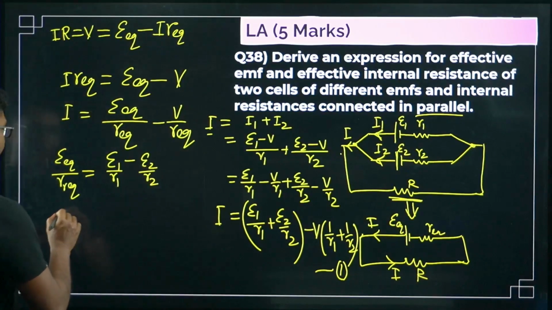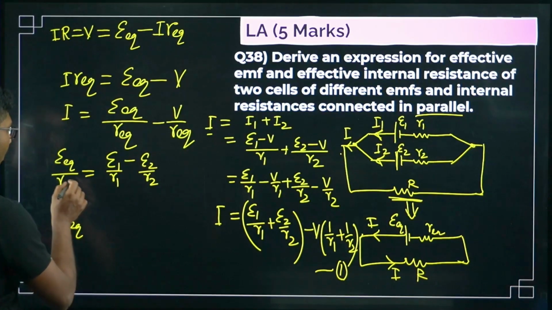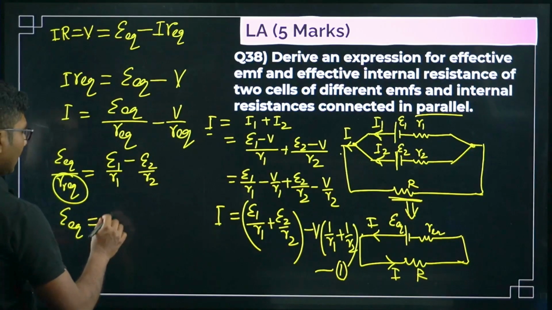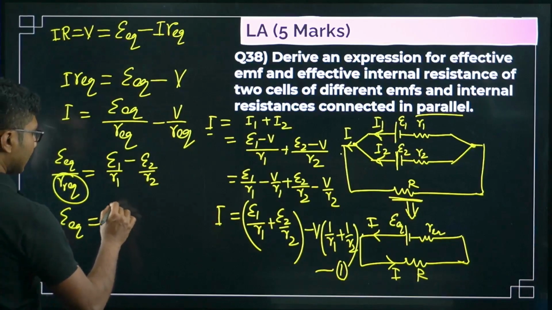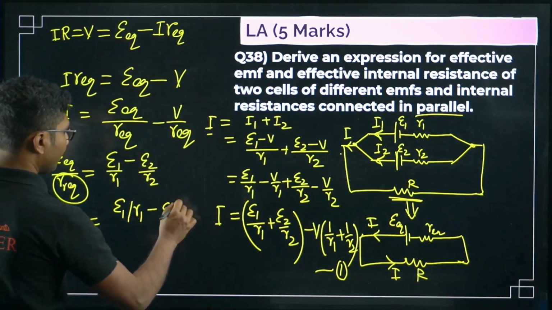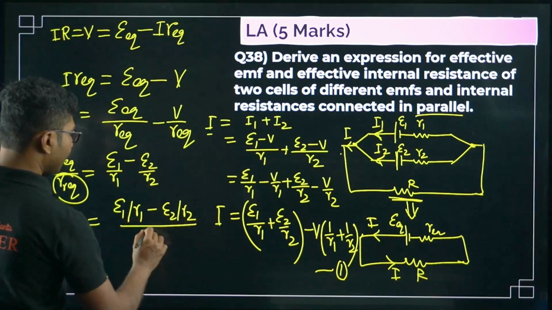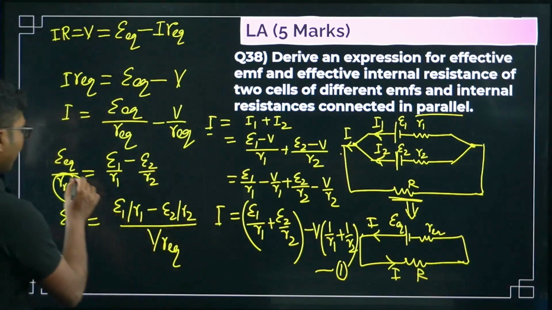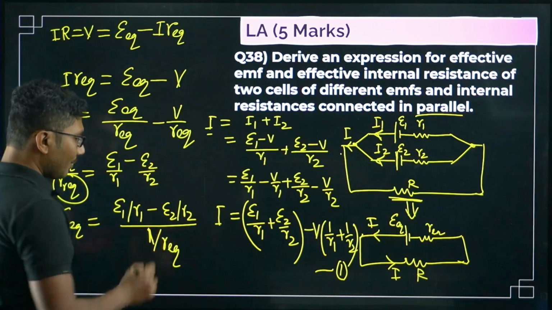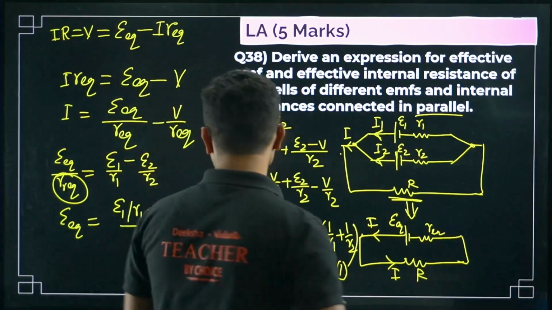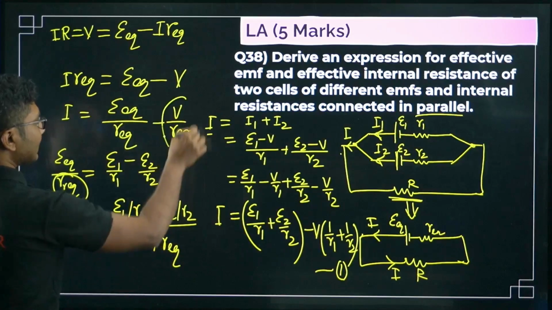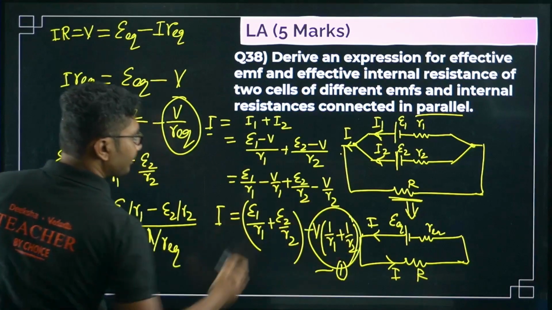Okay, epsilon EQ is basically, now we do not know the value of REQ. So what we will do, we will do it like this: epsilon 1 minus R1 epsilon 2 by R2 divided by 1 by REQ. Instead of multiplying it by REQ on the top, we have divided it with a 1 by REQ symbol. Why so? You will realize once we start comparing the second value, that is this and this one.